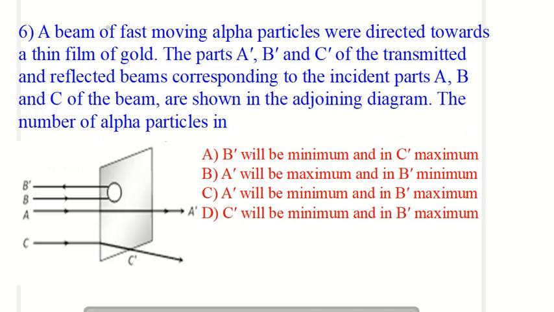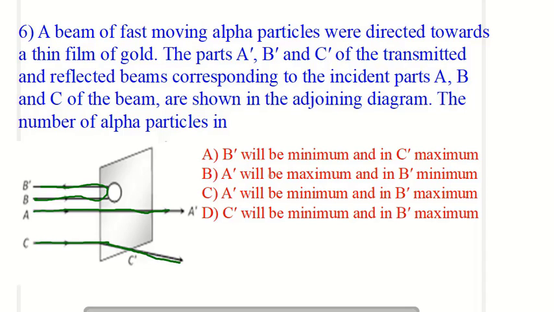Next is question number 6. A beam of fast moving alpha particles were directed towards a thin film of gold. The paths A dash, B dash, C dash of the transmitted and reflected beams corresponding to incident paths A, B, C of the beam are shown. So which have the maximum number of alpha particles and which the minimum? This is evident from this figure. You can see the B beam which is incident is reflected the most. It is almost reflected by an angle of 180 degrees. The A is almost undeflected, and C is deflected but not by a large angle.